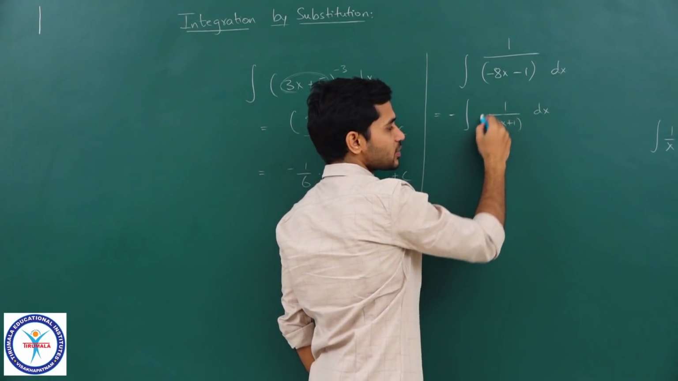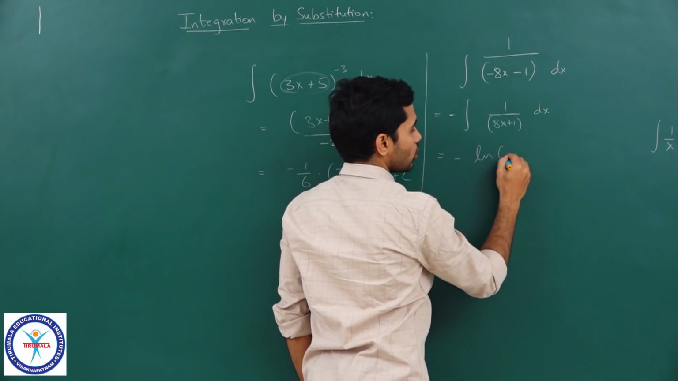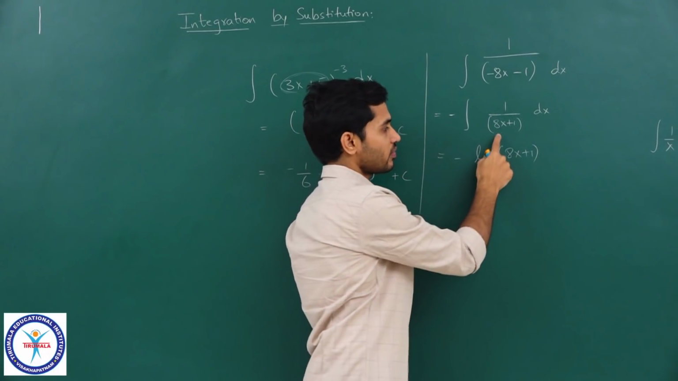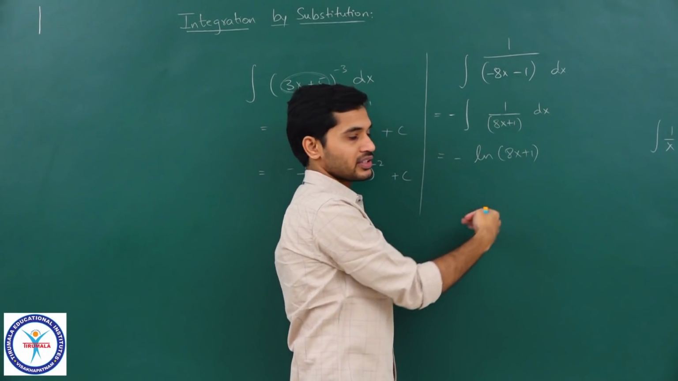So, when I integrate this expression, I will be getting ln x. So, minus ln 8x plus 1, but it is not over, because we once again have to differentiate this inside term and then divide with that, clear.